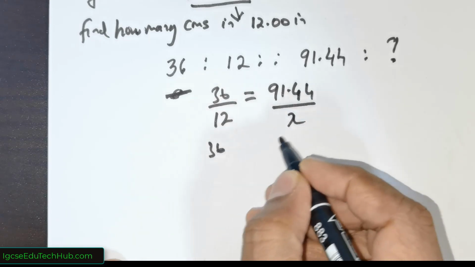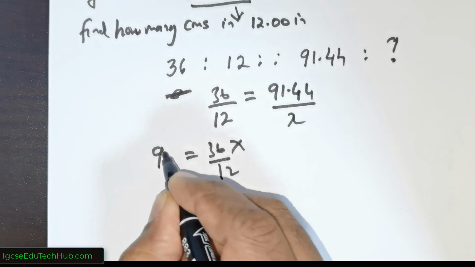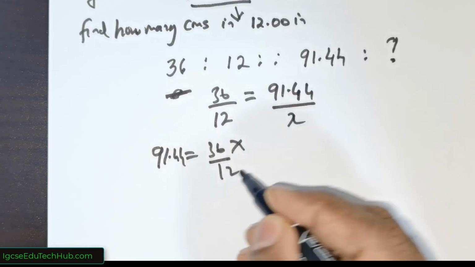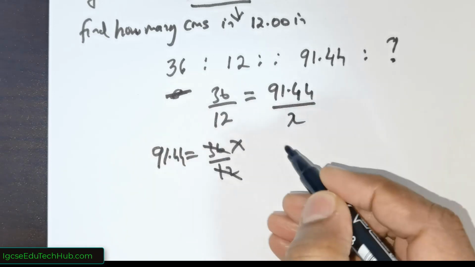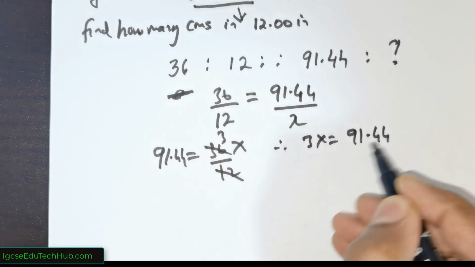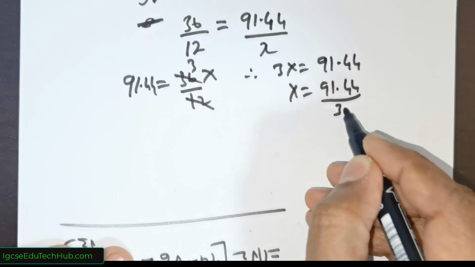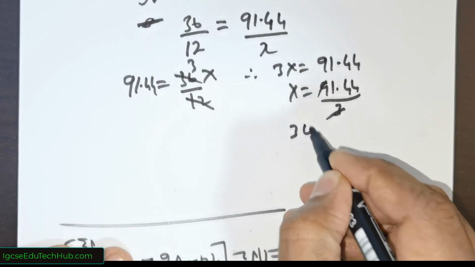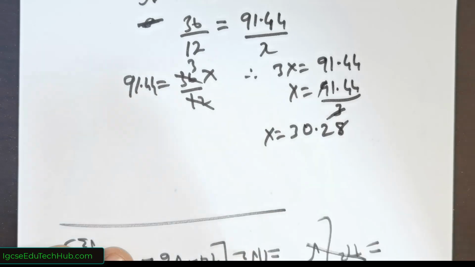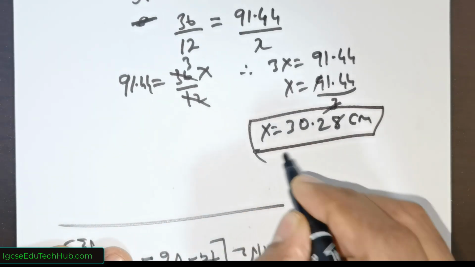So 36 times x divided by 12 is equal to 91.44. So this is going to be 3 times, so therefore 3x is equal to 91.44. x is equal to 91.44 divided by 3. 3 divides here 3 times, 0. So x is equal to 30.28 cm. So that is the answer.